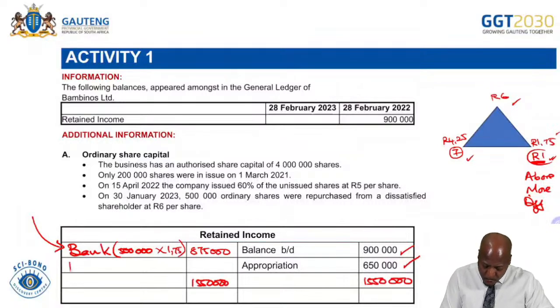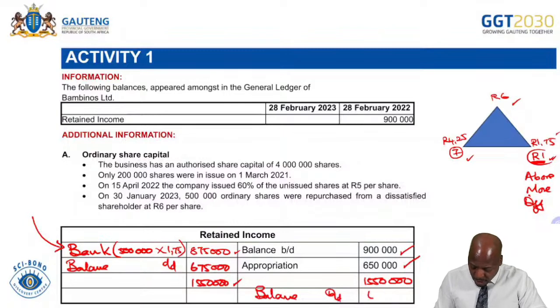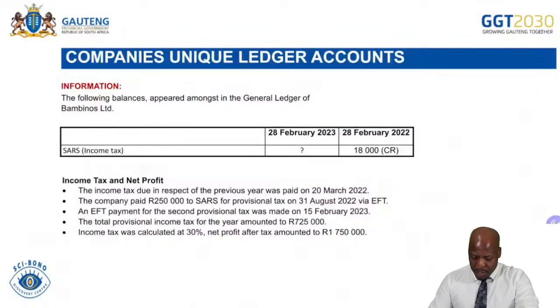Then we come here to get your balance carried down. The difference between that and that one is 675,000. Hence at the bottom here, you get your balance brought down, which is your 675,000. Once we've understood this one, I'm going to move a bit quicker now. I'm coming now to your income tax.